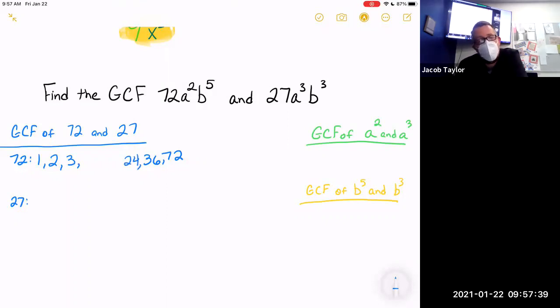Can it be divided by 4? Yes. 4 and, this one's harder. 4 and what's 72 divided by 4?